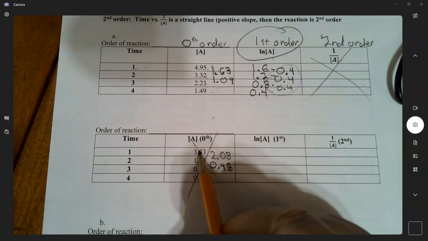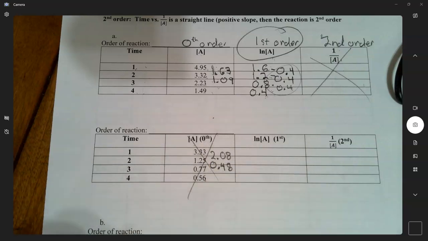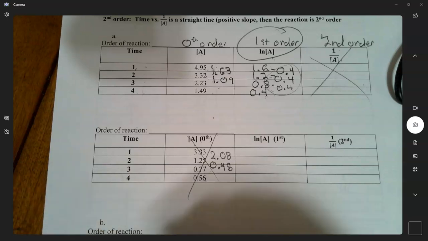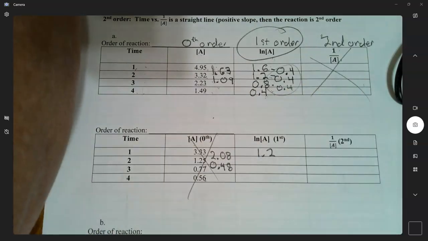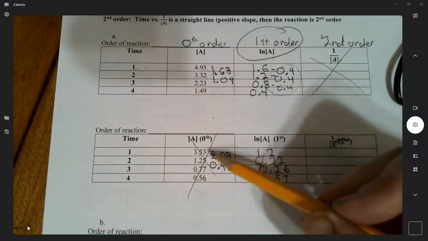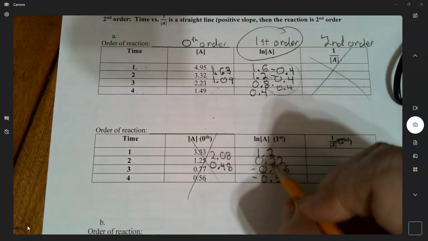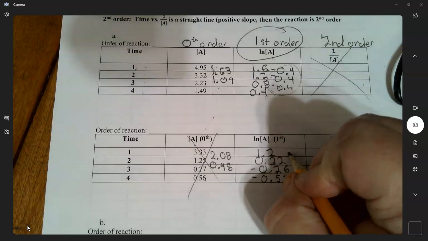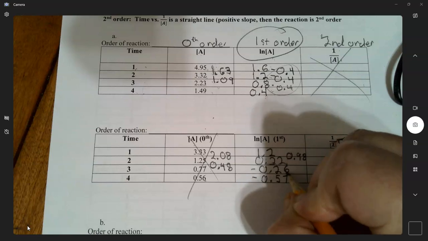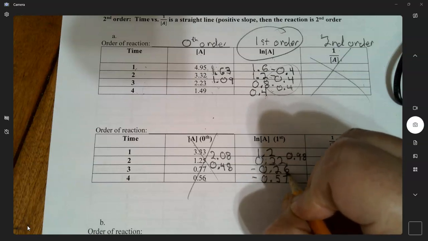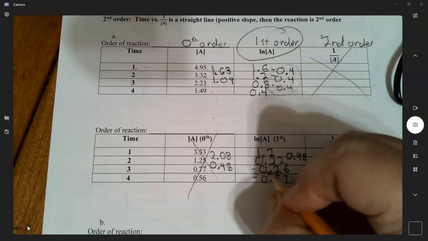Again, we have to take the natural log of each of these numbers. Natural log of 3.33 is going to be 1.2. Okay, I'll stop and do the rest. These are the natural logs of each of these. The difference between these two I can see is about 0.98. Between these two is going to be about, I don't know, 4.546, something like that.